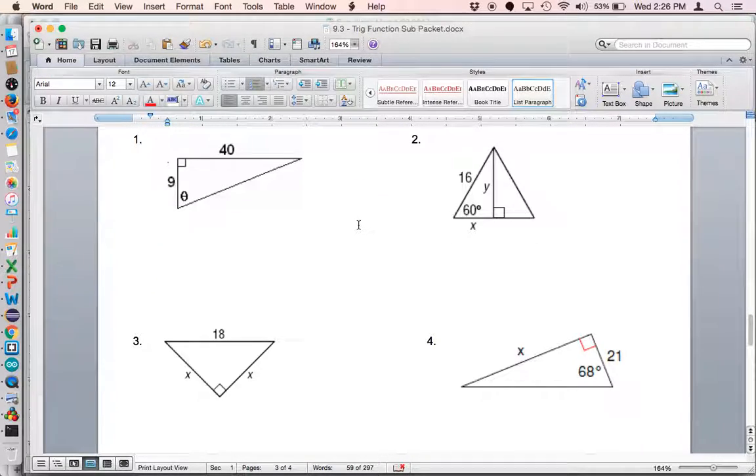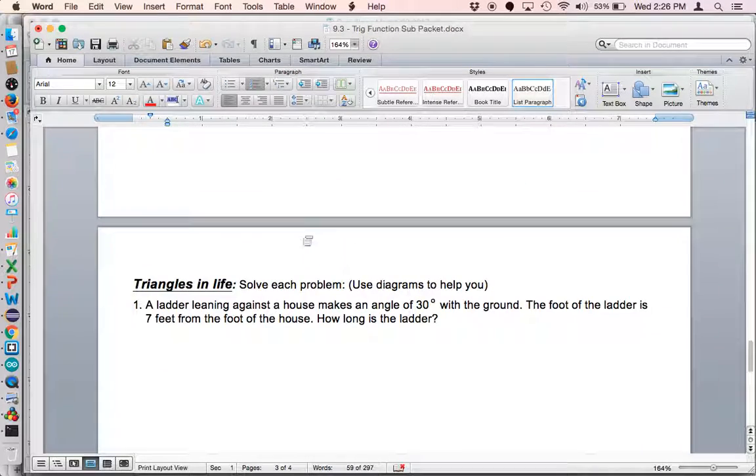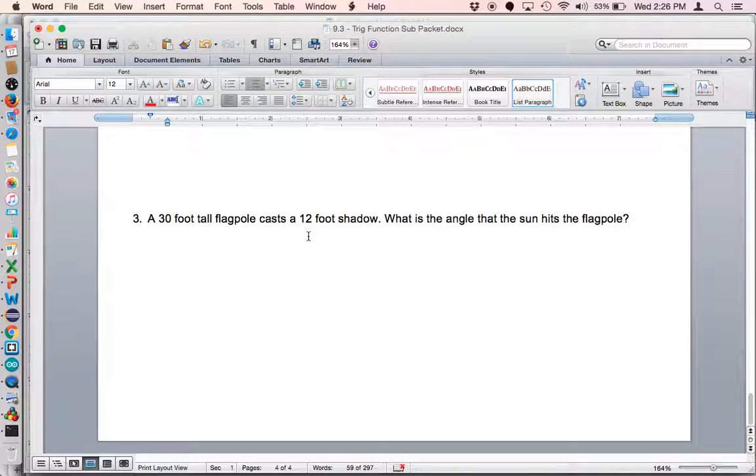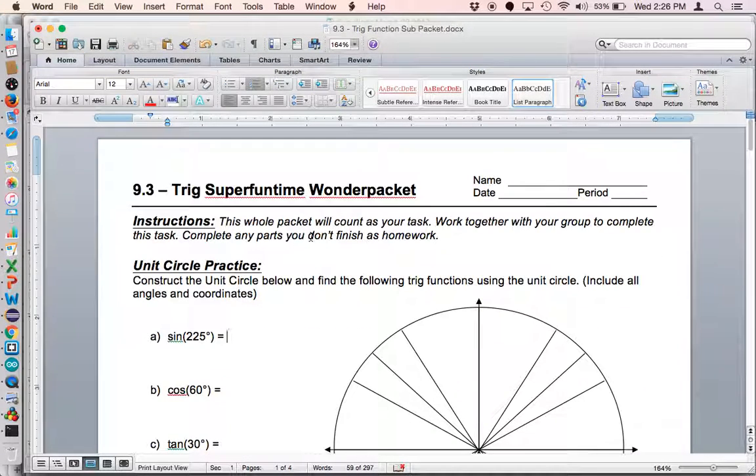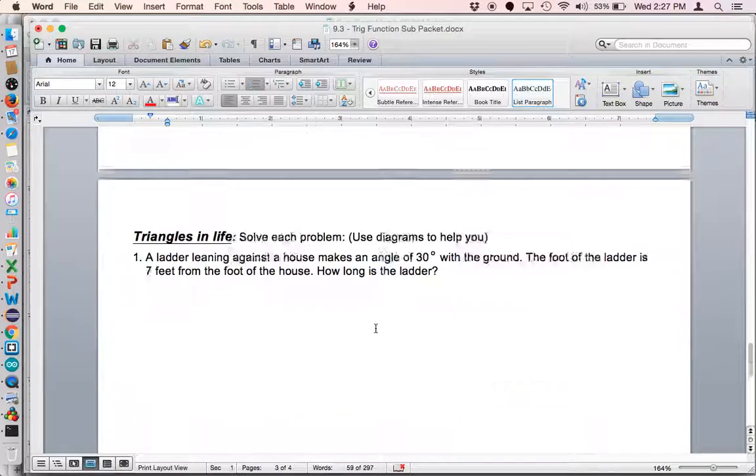And then there's just a couple more problems, finding missing sides and angles, and then kind of an applied problem towards the end. These last couple problems are applied. So this is a group project that should take you the rest of the way through the period, and I do want to see those collected. And over the weekend, your only homework is to work on your test corrections if you had any to do. So I want you guys to work really hard on this packet.